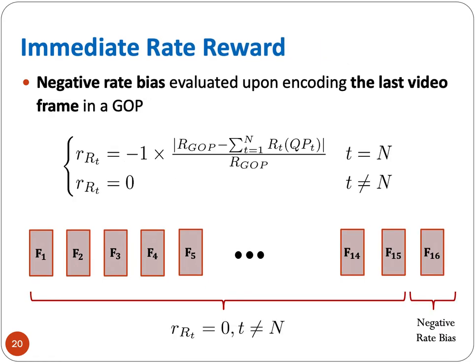For the immediate rate reward, the goal is to minimize the encoding bitrate error. We set the negative rate bias at the last video frame in the GOP and 0 otherwise.